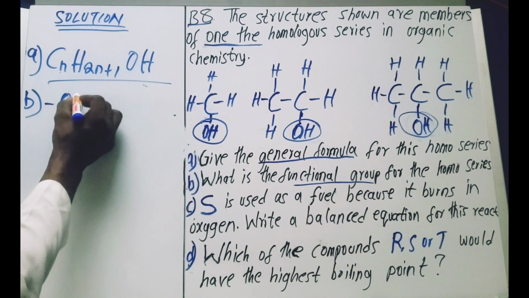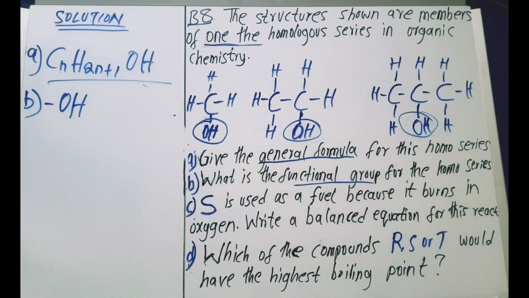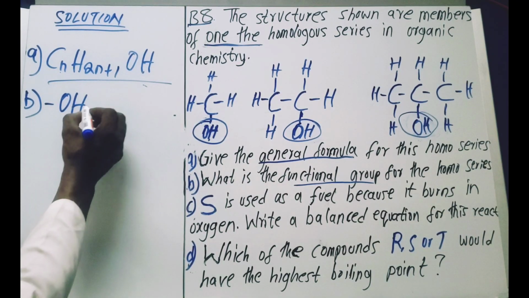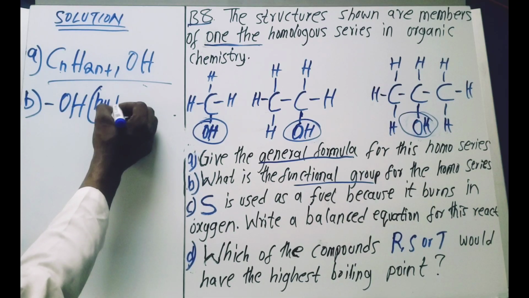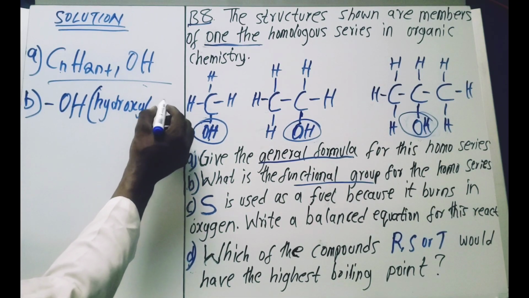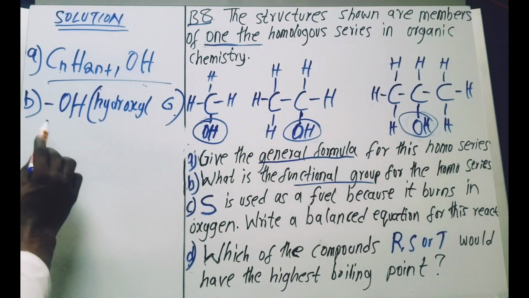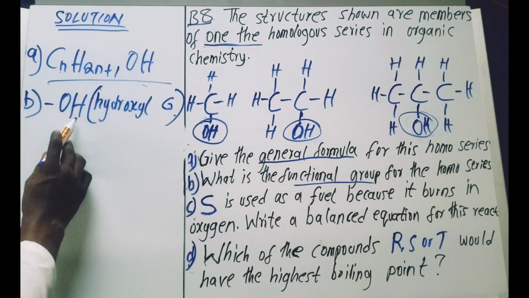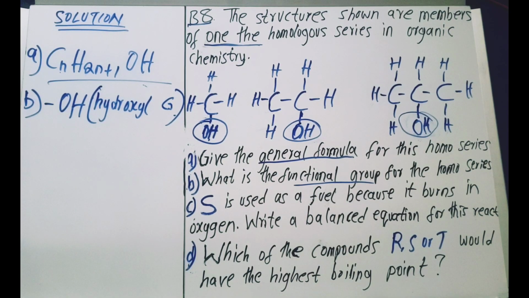Now this OH, the name is the hydroxyl group. Okay, hydroxyl group. That's how it is called, OH. So it is responsible for the chemical properties of the group. Very important. Then we have C.